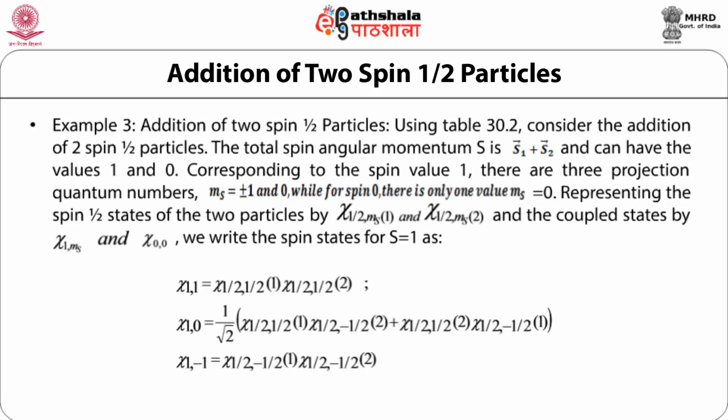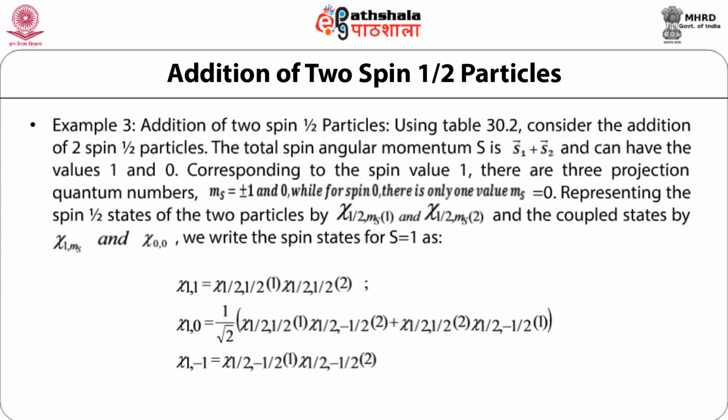Now for the case where the value of total spin angular momentum s is 1 while the value of ms is 0, we get the coupled state as xi subscript 1 comma 0 is equal to 1 by under root 2 times bracket open xi subscript half comma half 1 corresponding to particle 1 times xi subscript half comma minus half 2 corresponding to particle 2 plus xi subscript half comma half 2 corresponding to particle 2 times xi subscript half comma minus half 1 corresponding to particle 1 whole bracket closed.